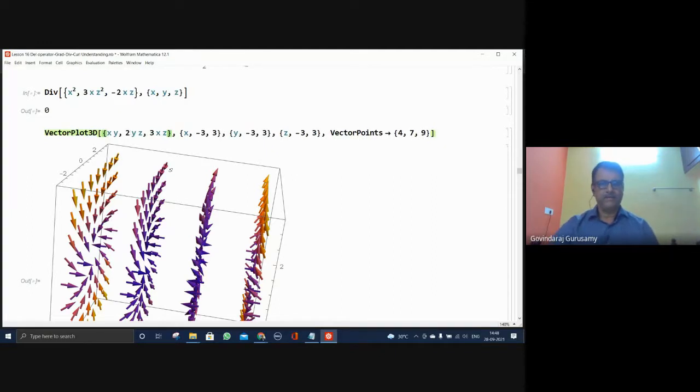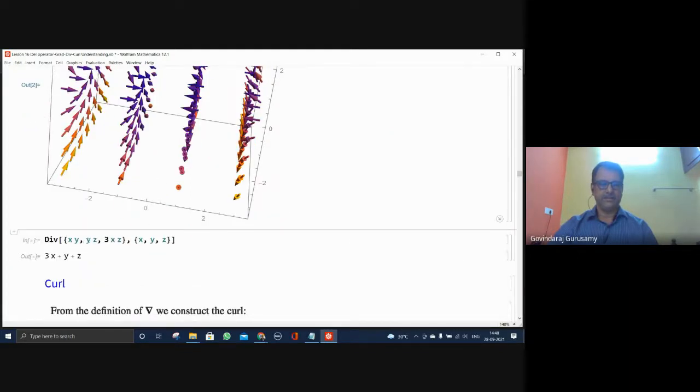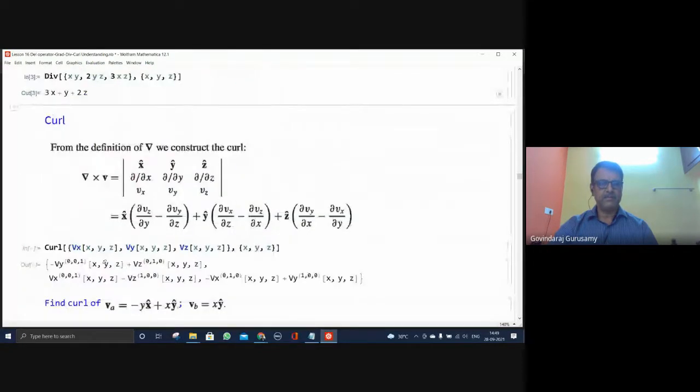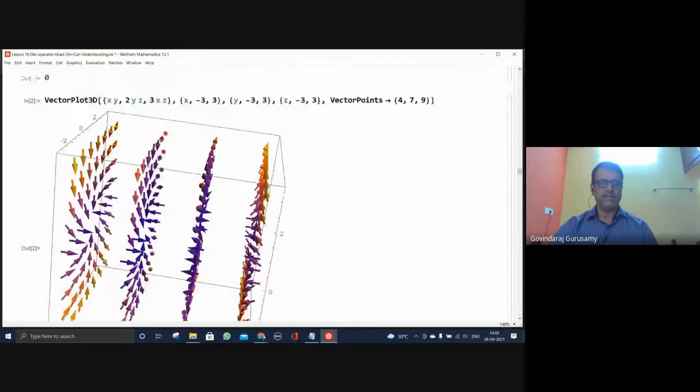2yz and 3xz. So this is the field that you have. And what about the divergence of this? Definitely it has a divergence, with a magnitude of 3x plus y to z. And that you wanted to see, probably that has not been plotted.